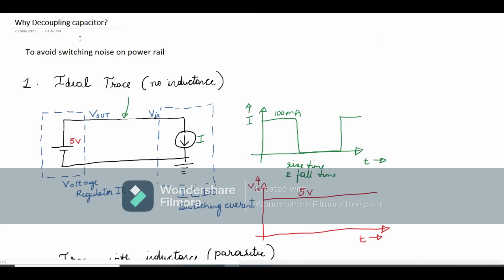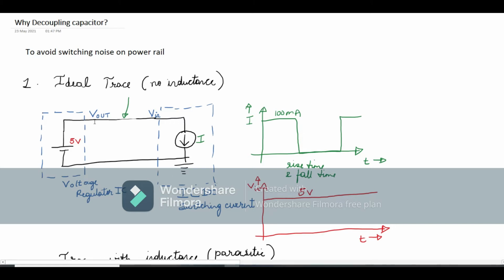Why is a decoupling capacitor used? It is used to avoid switching noise on the power rail. So let us consider an example. We have a voltage regulator IC. It generates 5 volts output at the Vout pin, and this is connected to the VIN pin of IC100.